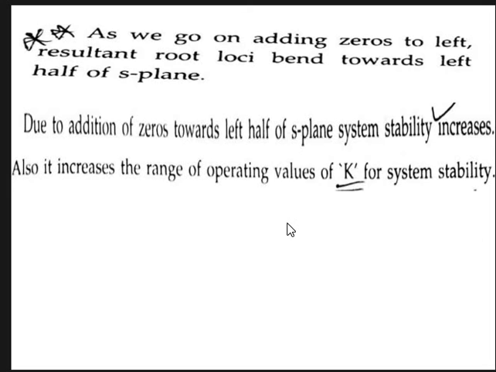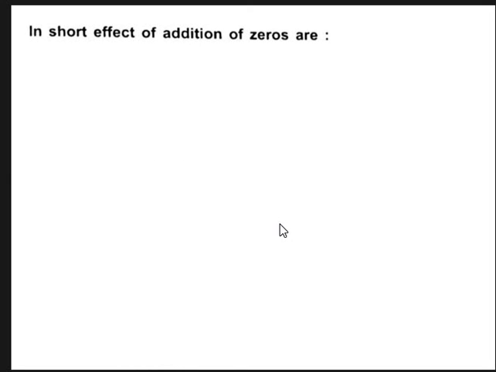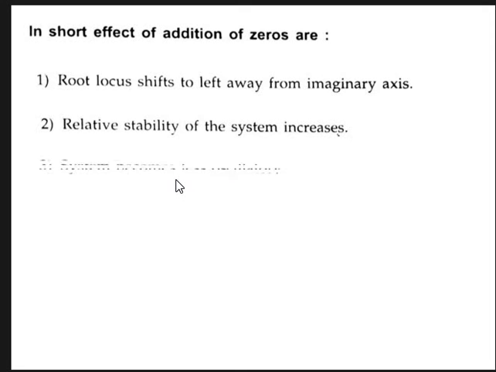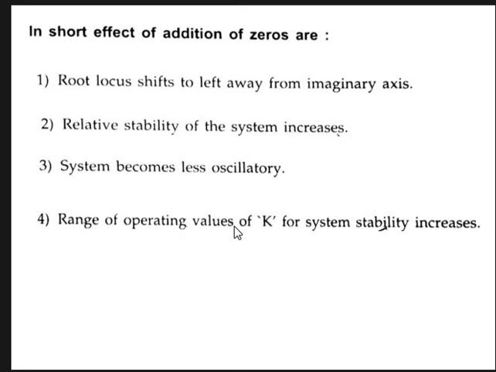So what are the differences when we are adding zeros to the root locus? The first point is the root locus shifts to the left, away from the imaginary axis. That means moving towards the left half of the imaginary axis or S plane. Second, the relative stability of the system increases. Third, the system becomes less oscillatory. Fourth, the range of operating values of k for system stability increases.